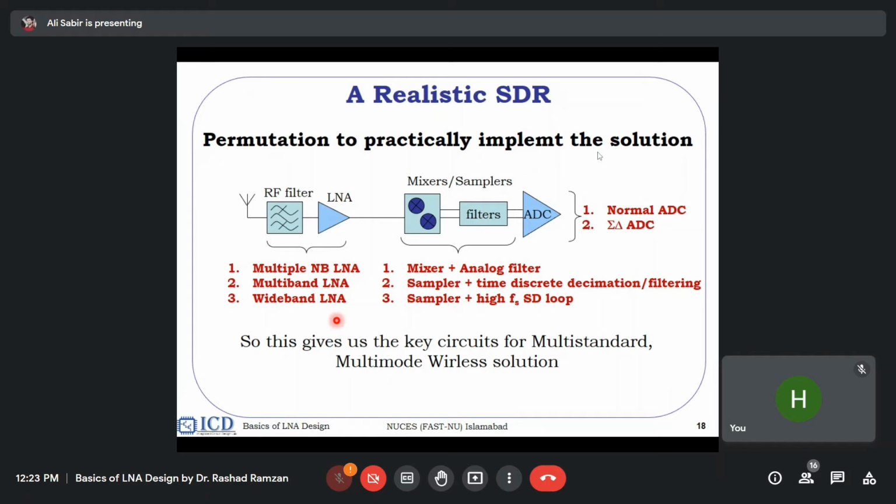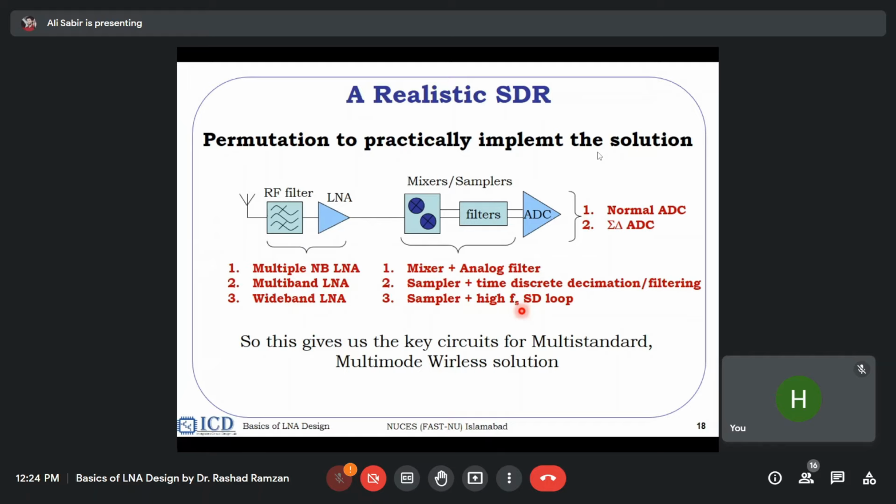Similarly, in the mixer or sampling stage, we can have a classical analog mixer with an analog filter. We can have sampling and a discrete-time filter, which is implemented using a switched-capacitor filter. And then we can have sampling and a high-frequency sigma-delta type of mixer. So these are the three kinds of mixer we can have. This is the mixing stage, which is basically a frequency translation stage.